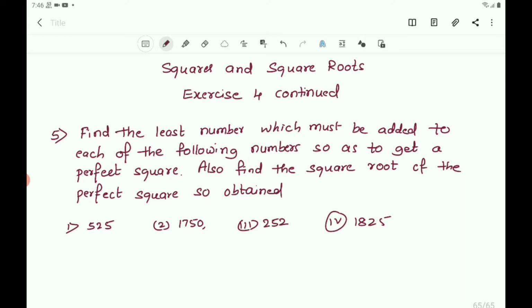Four numbers are given here. Indirectly it is said that they are not perfect squares. To get a perfect square we have to add or subtract. Here the question is what must be added. Find the least number which must be added to each of the following numbers so as to get a perfect square. And as usual, let us find the approximate square root.